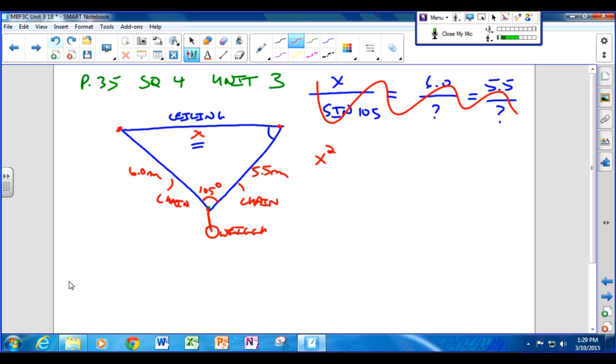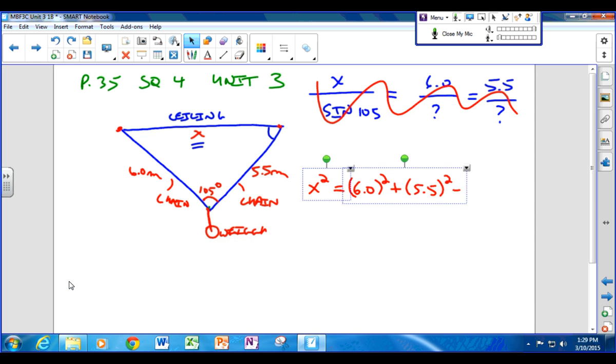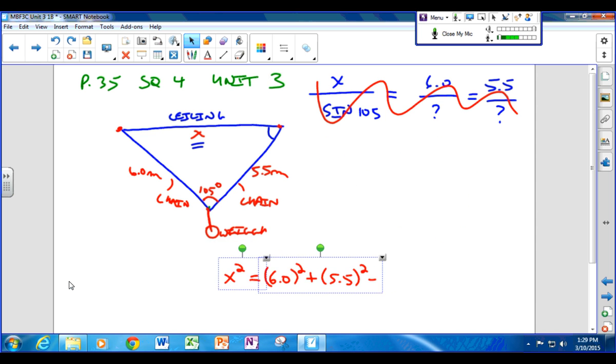Now remember, I don't try to memorize the different formats of it. I just know the pattern. The pattern is that the side we want squared is equal to the sum of the squares of the two other sides. Sorry, 5.5 squared minus. Okay, and now things are going to get a little bit tight. Let's see if I can move all this. I sort of ran out of room here.